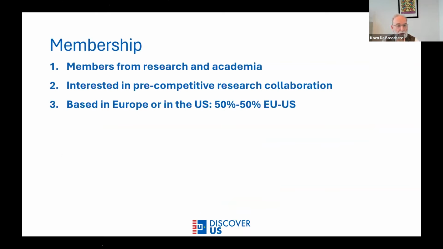We have been thinking about membership, and this is the kind of profile we are looking for. We are looking for members that are active researchers, and also in academia in some cases, but they have to be interested in pre-competitive research collaboration. Not the development of products, not the higher TRL levels. It has to be pre-competitive. And also they have to be based either in Europe or in the United States. We are aiming for 50% of the members from the US and 50% of the members from the EU. So that's what we are aiming for.